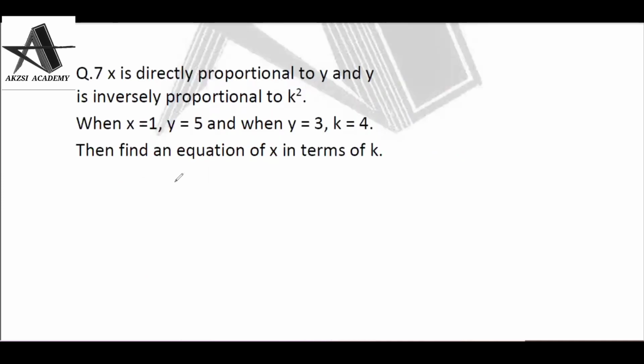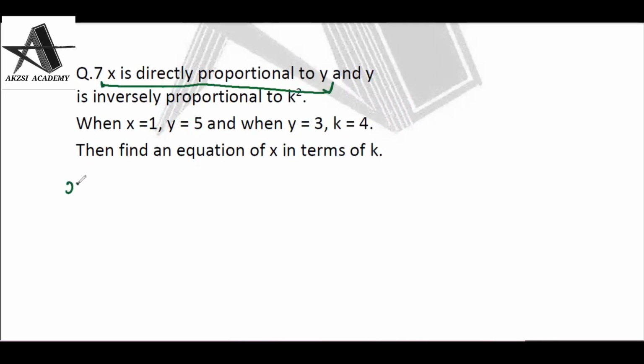X is directly proportional to y and y is inversely proportional to k squared. When x equals 1, y equals 5. When y equals 3, k equals 4. Then find an equation of x in terms of k. See, there are two different relationships given and then we have to merge them at the very end. First we have to work with the first line: x is directly proportional to y. Only look at this one as of now.